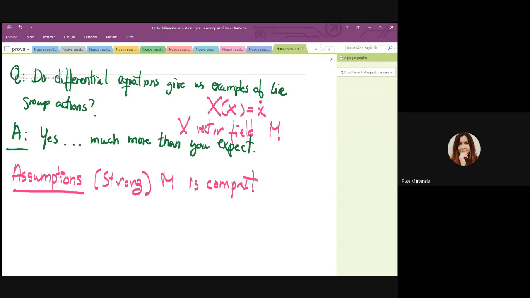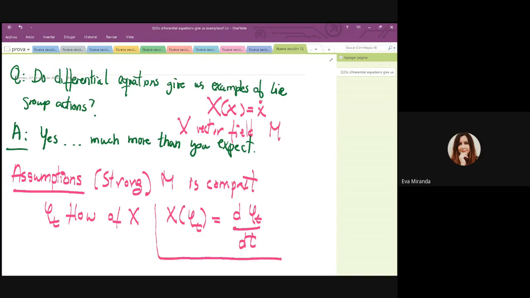If M is compact, one thing we know is that the flow of this vector field, so I'm going to consider flow of the solutions of the differential equation, let me call this the flow of the vector field X. This means that when I evaluate the vector field along the image of the flow at points on the manifold, this is the same as the differential of phi t, over t. That's the equation we are indeed considering. That's what we call the flow.